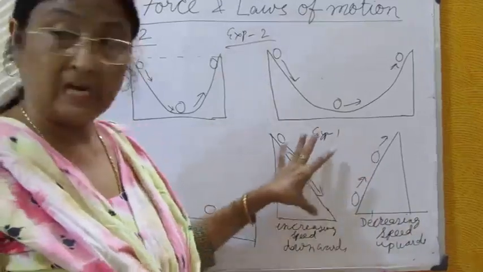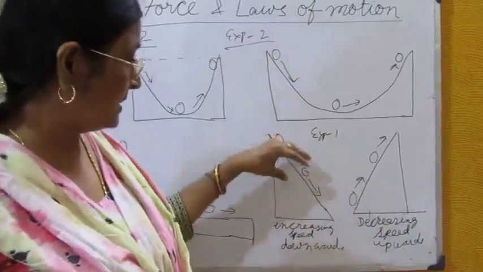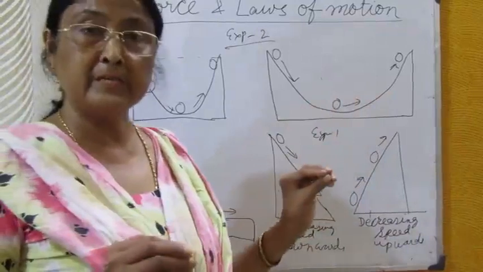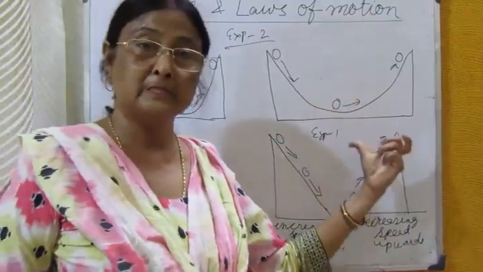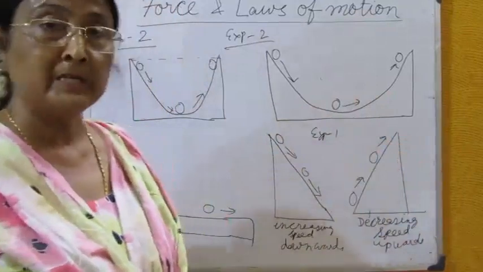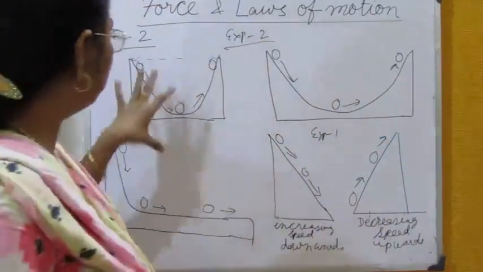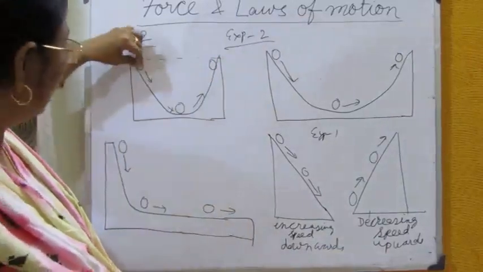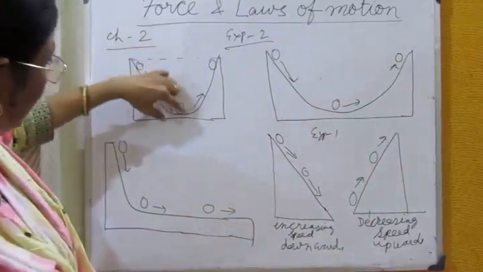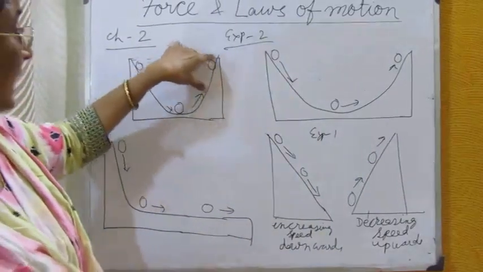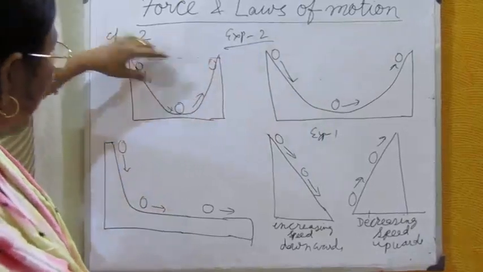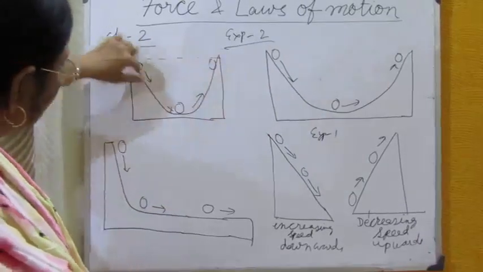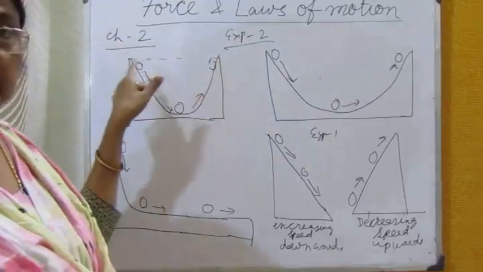He understood that the ball's velocity or speed decreases upwards, but there must be something which stops the speed of the moving object. Now he did the second experiment. He took a hemispherical container and dropped a ball. The ball goes downwards, reaches up to the same height on the other side, and comes back again up to the same distance. In this way, it just oscillates.